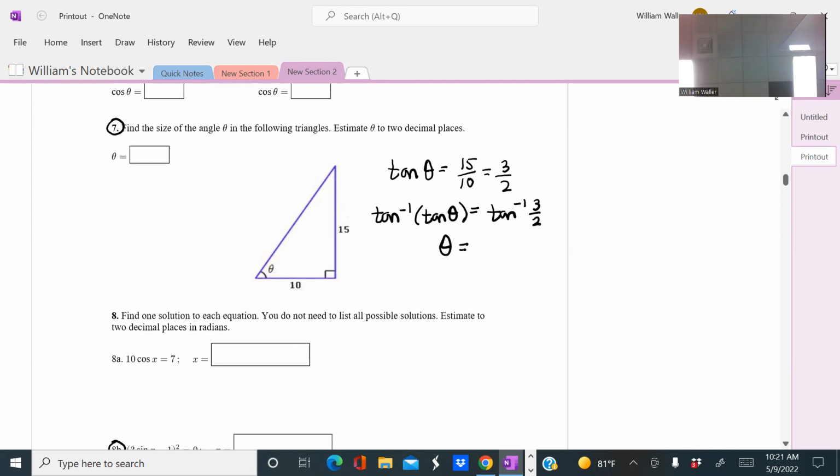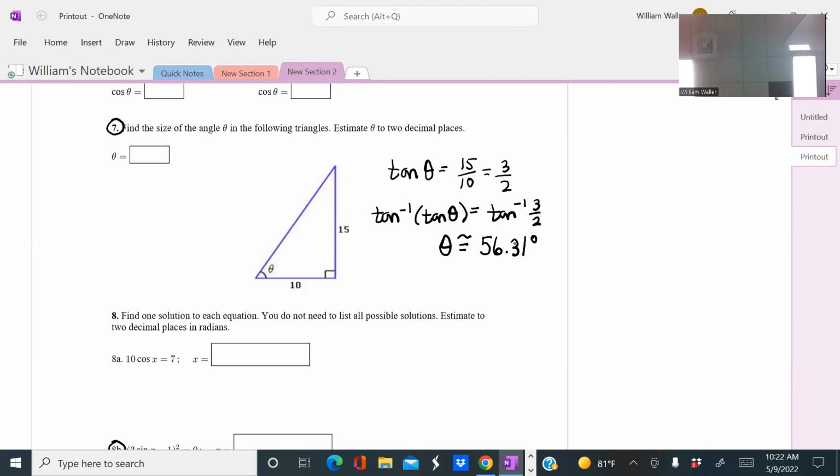And now you're left with your trusty calculator. This is not going to be a special angle. I don't know of a special angle whose tangent is 3/2. So I'm going to have to use the calculator to compute the inverse tangent of 3/2. Inverse tangent of 3/2. What would that be? So 56.31. In degrees, 56.31.